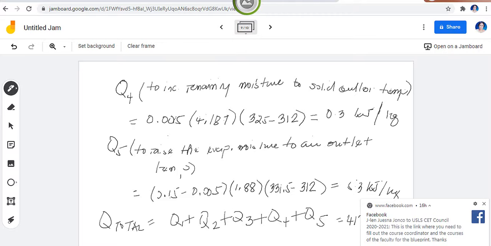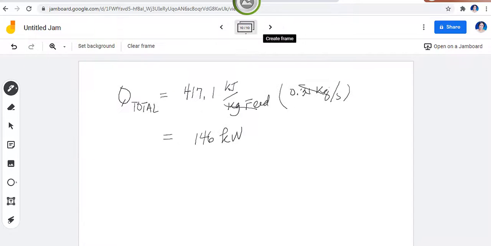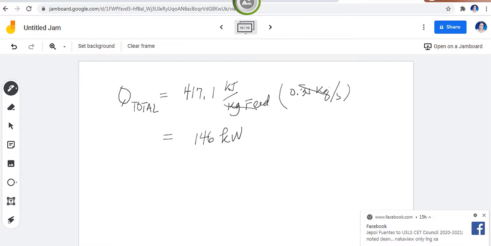Since all of this has F, you need to take the sum of all the Q, and that sum would be 417.1. Now that 417.1 needs to be multiplied by your feed, which is 0.35, to get the total amount of Q for your feed. Feed that was, shall I say, increased in temperature to the dried material outlet temperature, and a portion of the water which was evaporated has to reach the outlet temperature of the air.